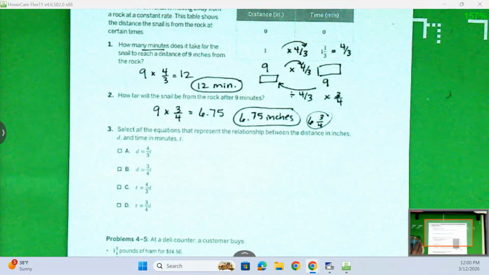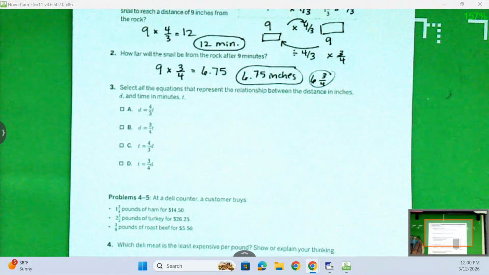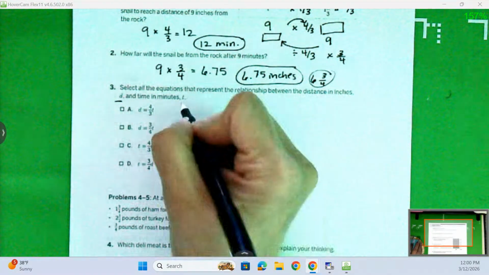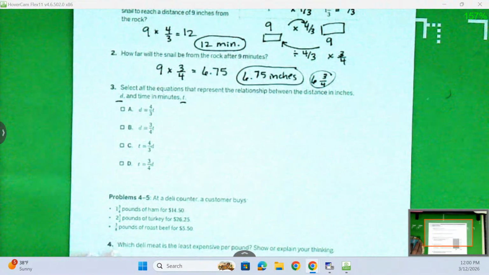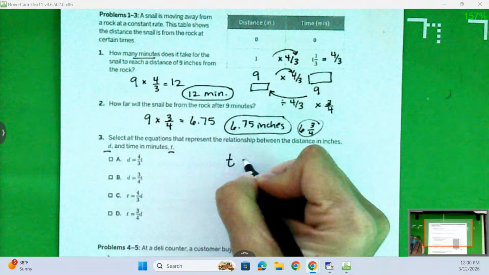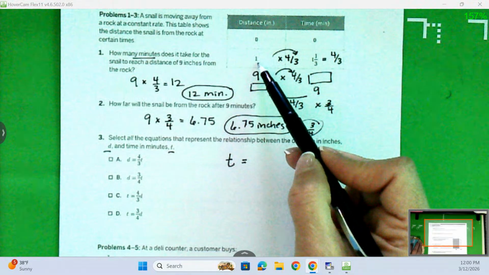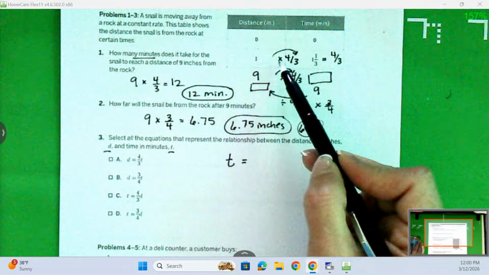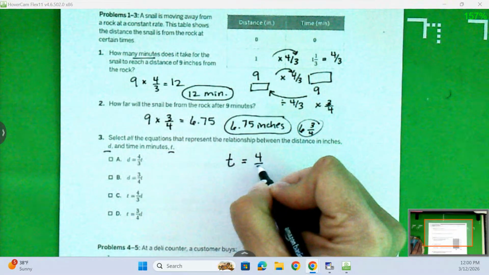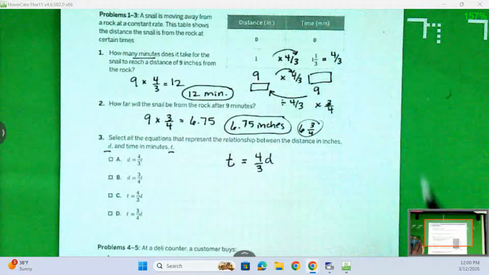Okay, in part 3, it says select all the equations that represent the relationship between the distance in inches, d, and time in minutes, t. So if I'm looking at my table and I want to know how to get the time, t, I have to look back at my distance here. Whatever my distance was, in this direction, I am multiplying by 4/3 to get my time. So 4/3 times the d, the distance, will give me the resulting time.